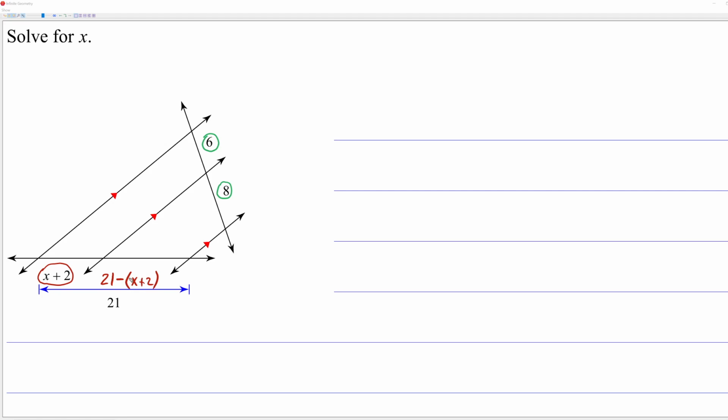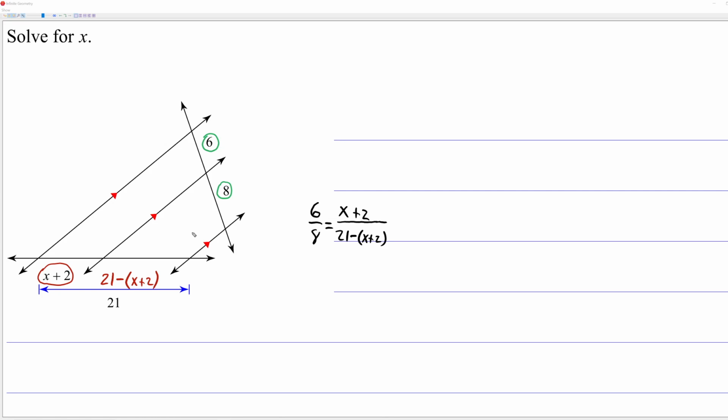If you don't include the parenthesis, you will get this wrong. You have to subtract that entire quantity. So your equation would be 6 goes with 8, x plus 2 goes with 21 minus, again, subtract the entire quantity in parenthesis, x plus 2.